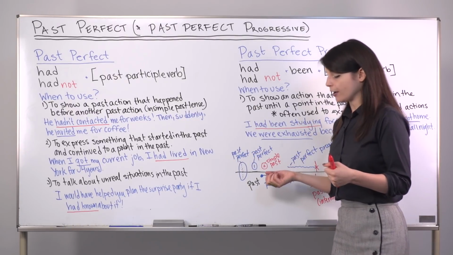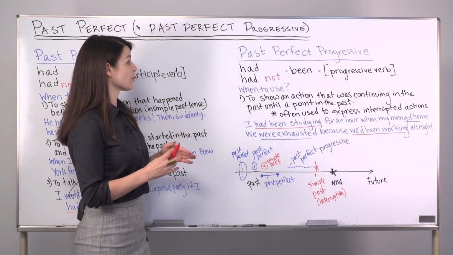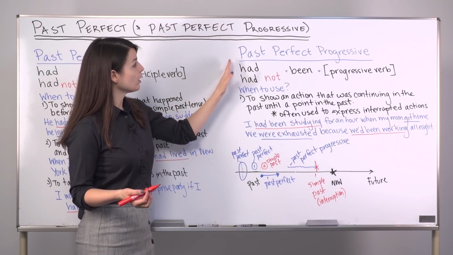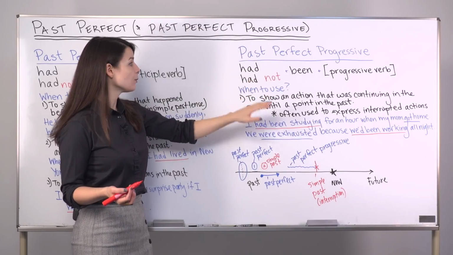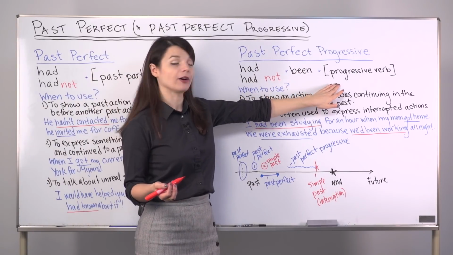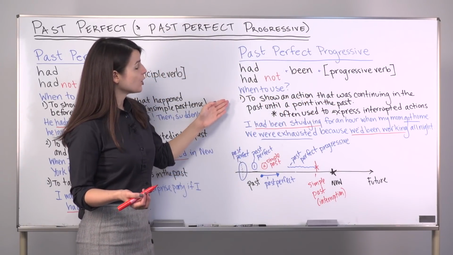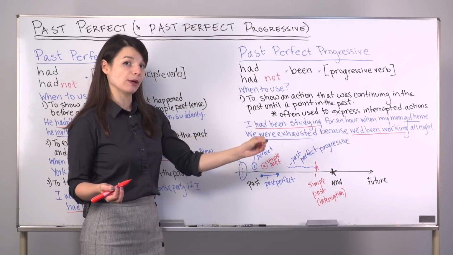So let's compare this then to the progressive or the continuous use of past perfect. When we make the progressive or continuous form, we use had, yes, and had not in the negative. Then we add been plus the progressive form of a verb. So we use this, one, to show actions that continue in the past until a point in the past.